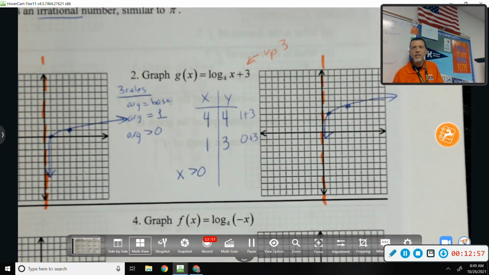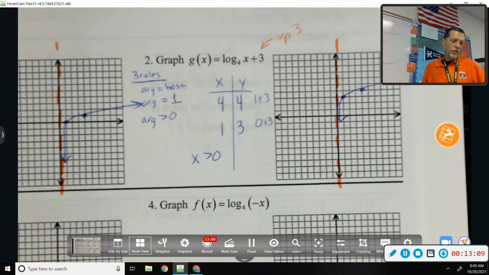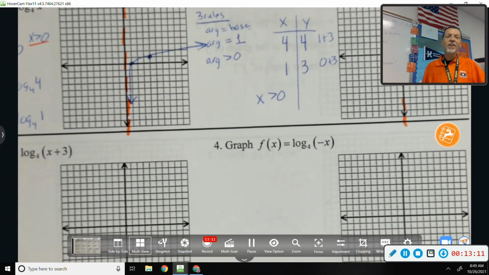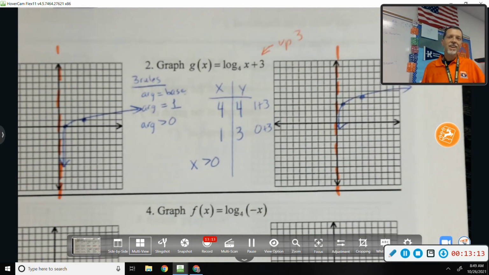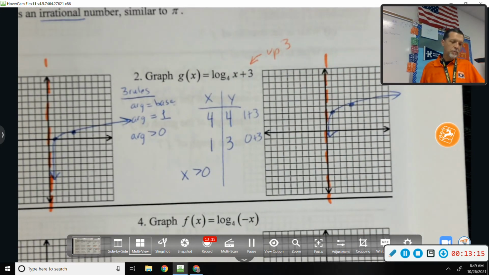Yes, David. Is the asymptote never not going to be 0? Let me ask, can I rephrase your question to: is the asymptote always going to be 0? No, it is not. And I'll show you in just a minute.